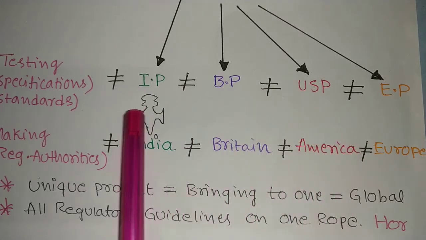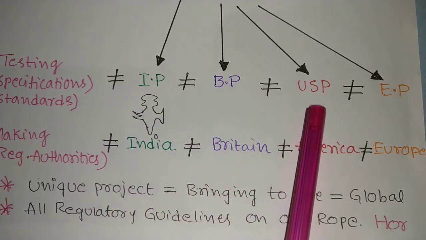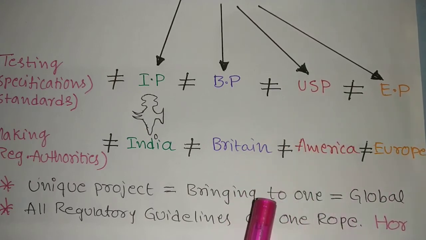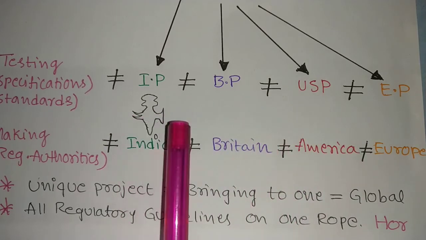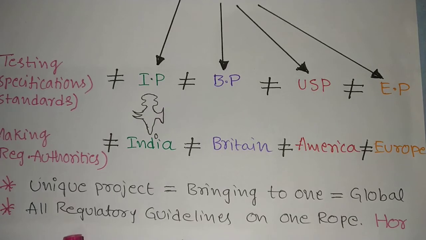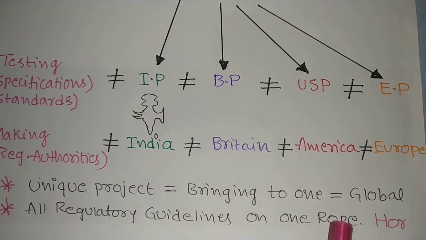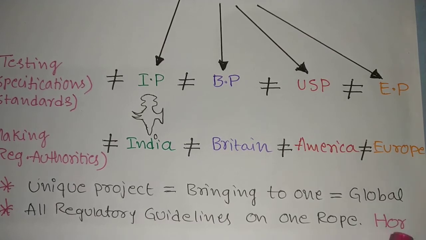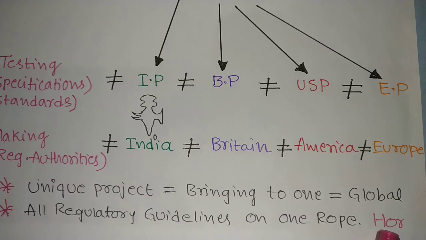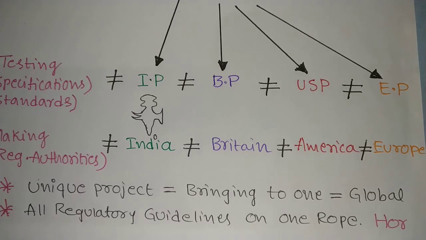You can manufacture here and market there, you can test the drugs here, you can do clinical trials here. You can start anywhere, any step, any marketing, whatever it may be, in any country. So, all regulatory guidelines on one rope. That is why they used the word harmony. All these guidelines are being brought into harmony, just like a harmonium or musical harmony, piano, like that. That is the main purpose of ICH. That is the concept. You have to explain it in the exam very neatly.